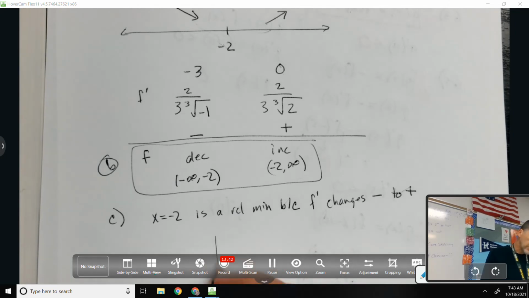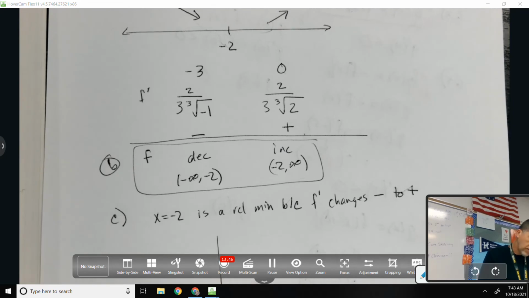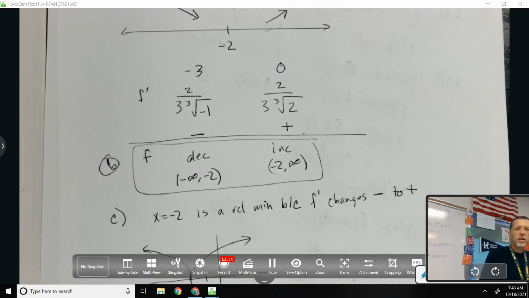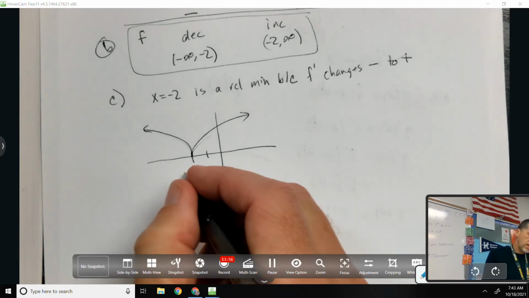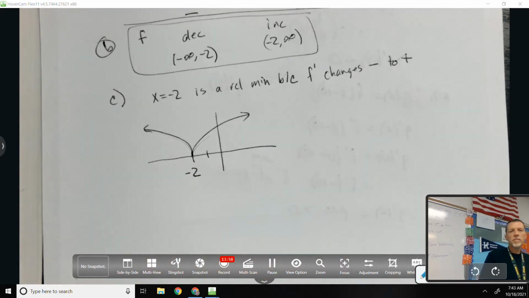It says check it on a graph. I will sketch you a graph of this. Looks something like that. So sure enough, there's a relative minimum at x equals -2.